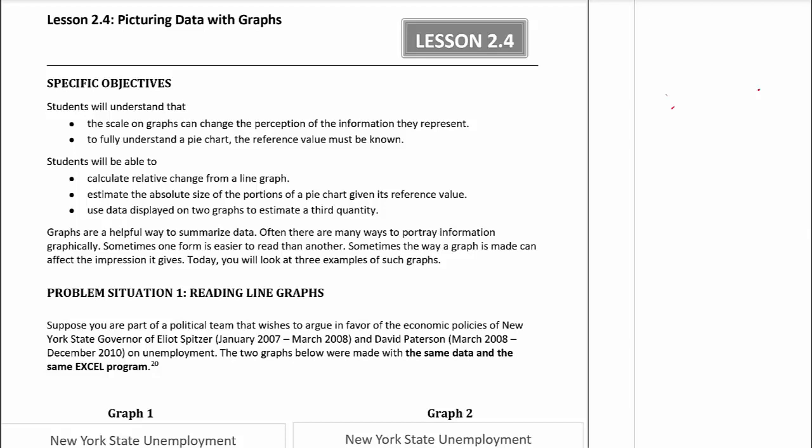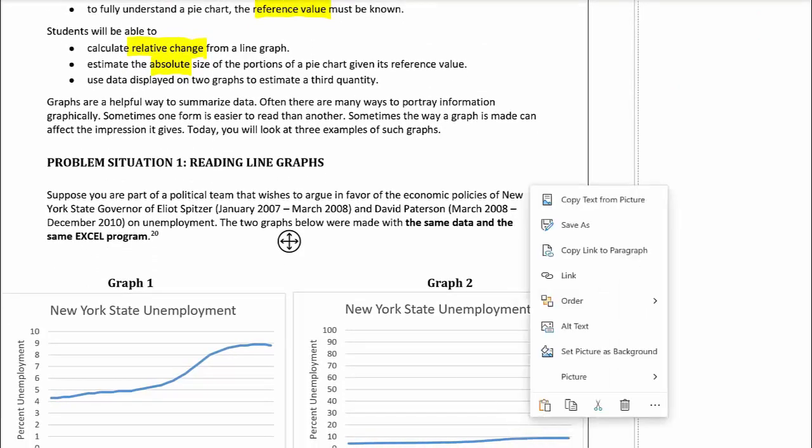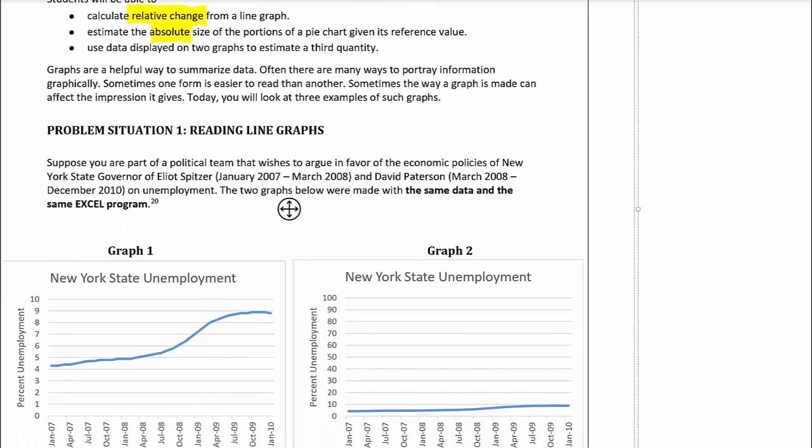Now, looking at these objectives, you probably realize that we are going to be going over similar terms like relative change. We already discussed that. Talking about absolute and reference values. All of these terms you have seen before. But what's new is that today we're going to be focusing on diagrams, and we're going to be interpreting these ideas through those graphs. So first we're going to take a look at the line graphs.